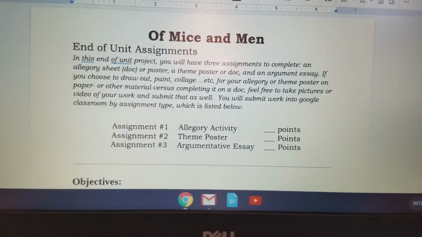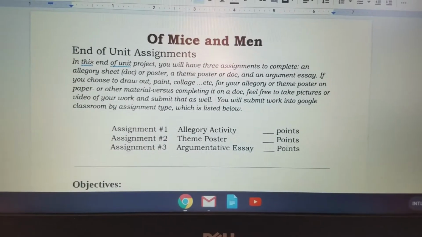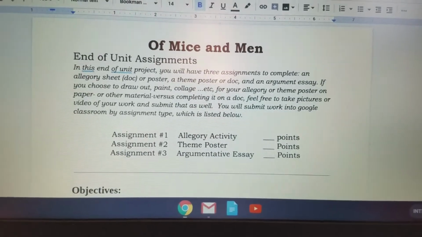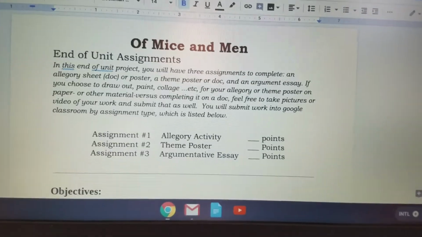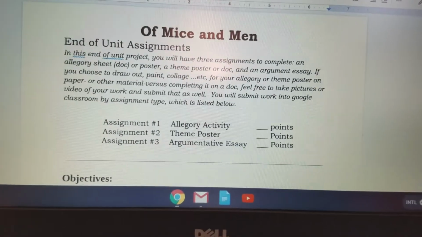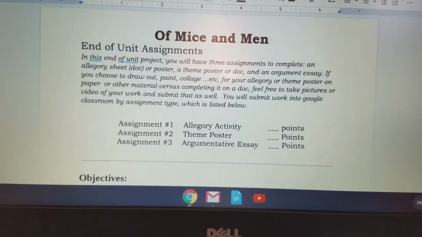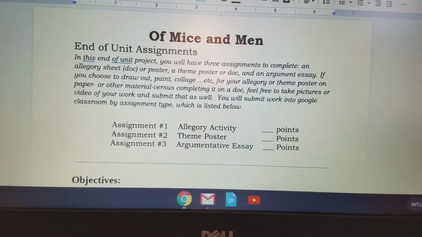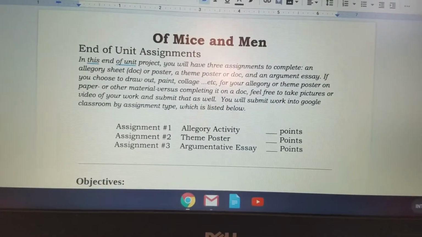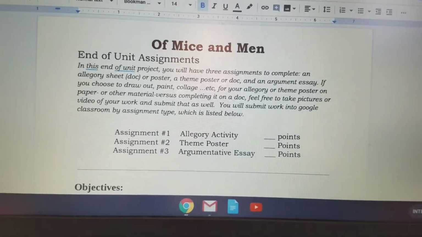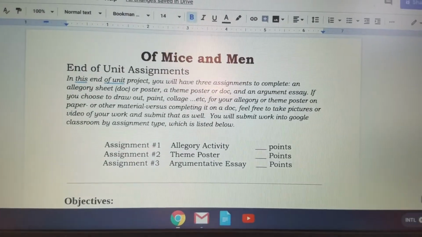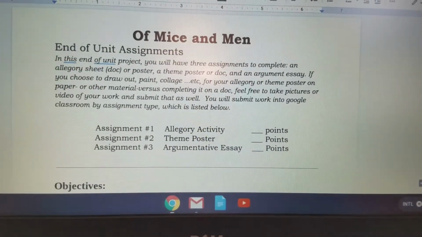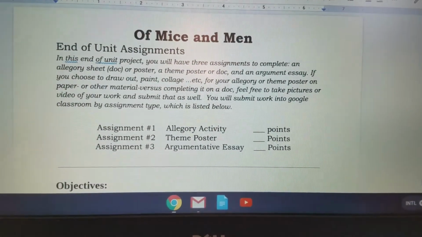So in this end of unit project, and I call it a project, but I broke it into 3 assignments. You will have 3 assignments to complete. An allegory sheet, you can do this as a document, you could do this as a poster, and I'll talk about that. A theme poster, or again, it's a document or a poster, however you want to look at it, and an argument essay. You can also choose to draw out or do collage or do something on paper or other tangible items and take pictures and upload those.